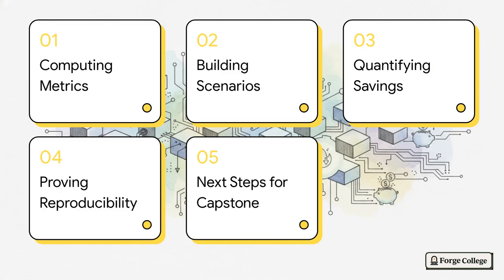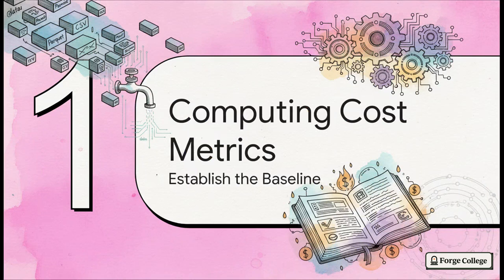Here is our inventor's blueprint for today's session. First up, computing your cost metrics. Second, building optimization scenarios. Third, quantifying your gas savings. Fourth, proving reproducibility. And finally, number 5, the next steps for your capstone. All right, kicking things off with Section 1, Computing Your Cost Metrics, where we establish the baseline.